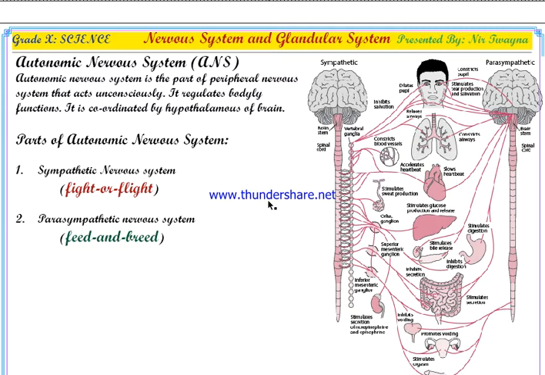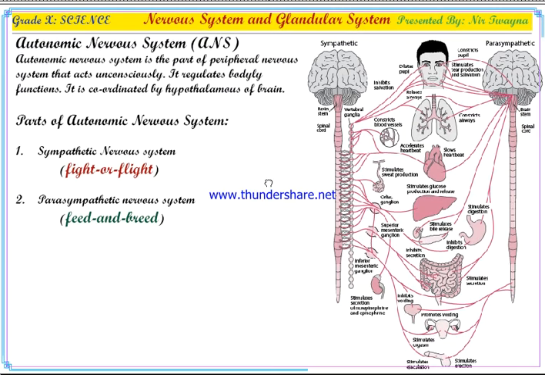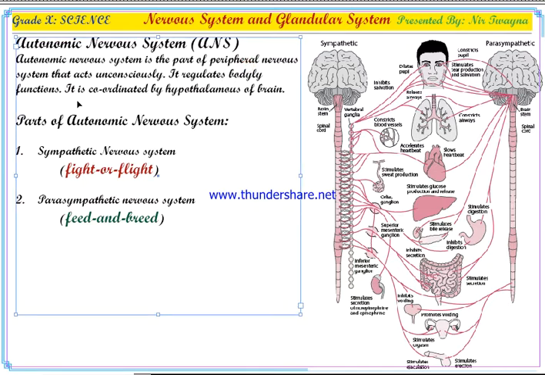So the next part of our nervous system is the autonomic nervous system, also referred to as ANS. The autonomic nervous system is actually a special branch of our nervous system. It is not a different part of the nervous system, it does not have a different structure. Actually, it is a part of the peripheral nervous system. It uses a set of nerves from the peripheral nervous system.